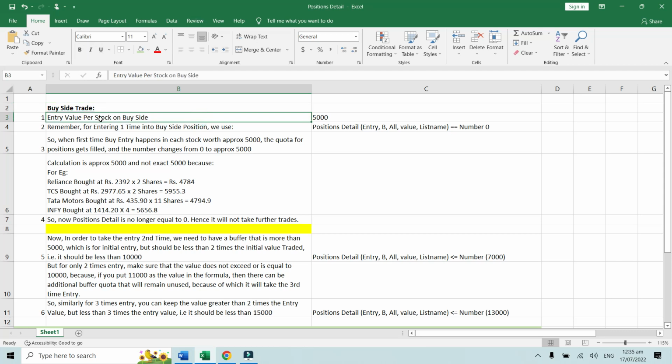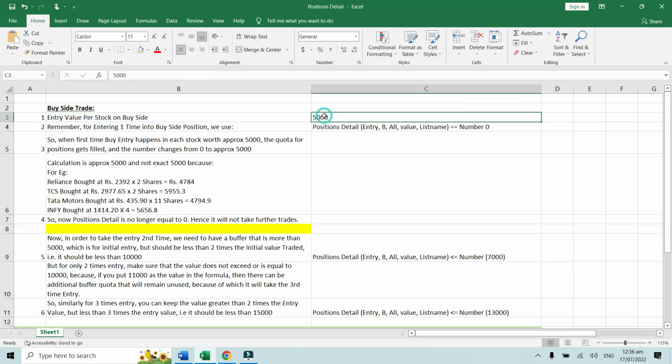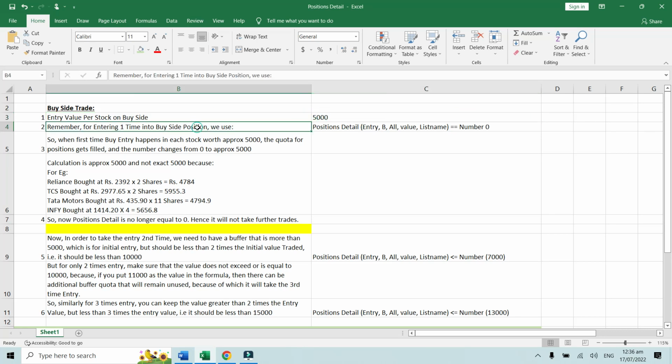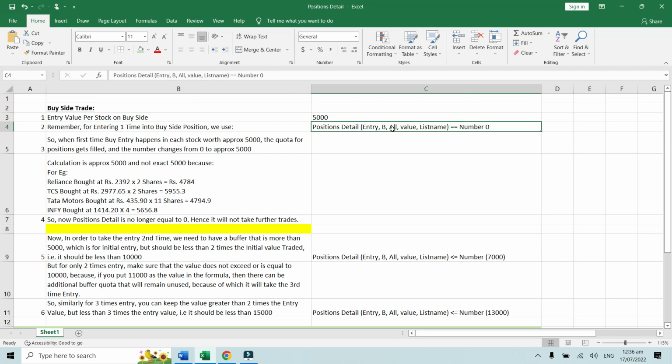So entry value per stock on buy side is basically 5,000 rupees, right? Remember, for entering one time into a buy side position, we use the formula positions detail entry by all value with the list name equal to 0. What 0 does is that whenever there is a positions detail with entry by equal to 0, it means that no position has been taken initially, and that's the reason the position is 0. Whenever it takes a trade, automatically this number will be filled, right?